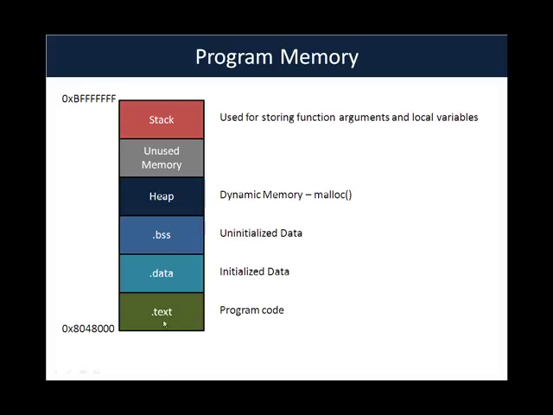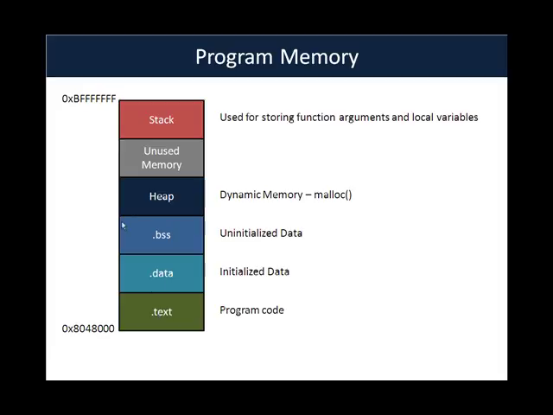So the first segment which is laid out is the .text. This is the actual program code. If you notice, this is laid out in the lowest memory value possible, which is 0x08048000. So this is laid out from low memory to high memory. Now this contains the actual program code, which is the .text segment, which is where the executable instructions are.